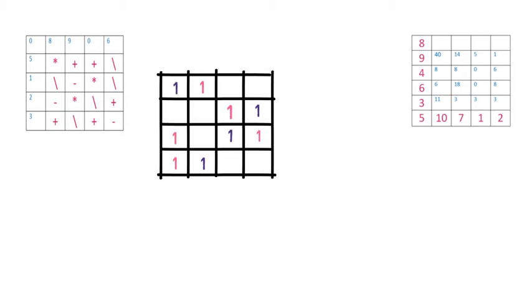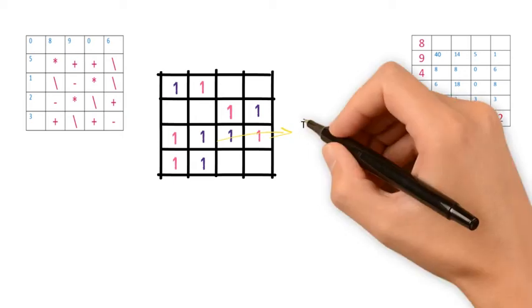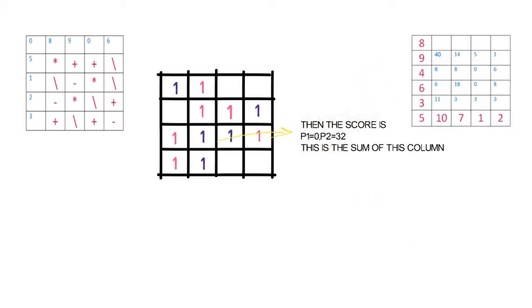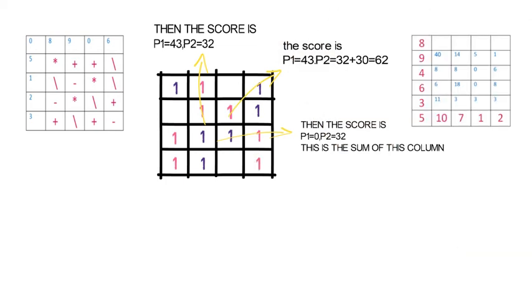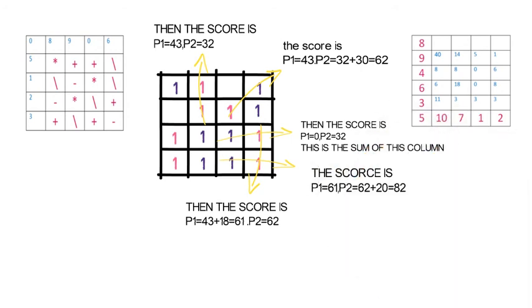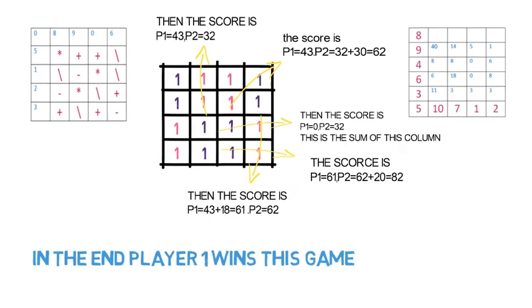So for every completed row or column or diagonal, the score is calculated. In this game, player 1 wins.